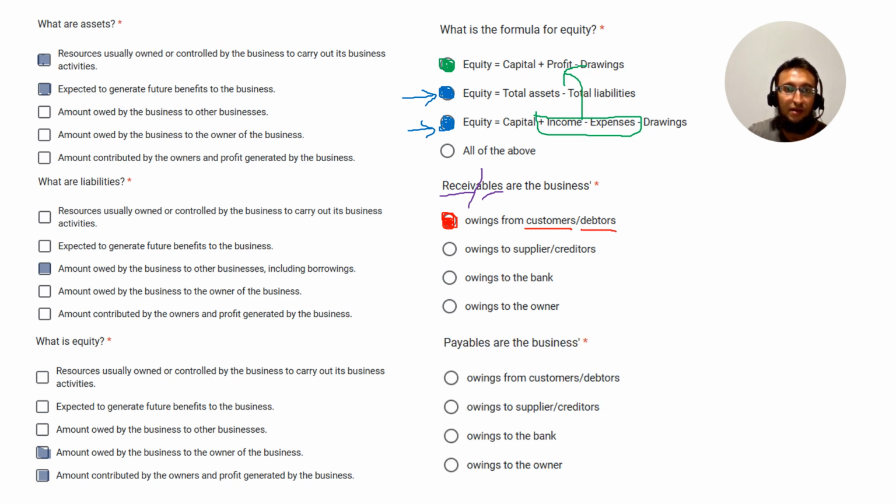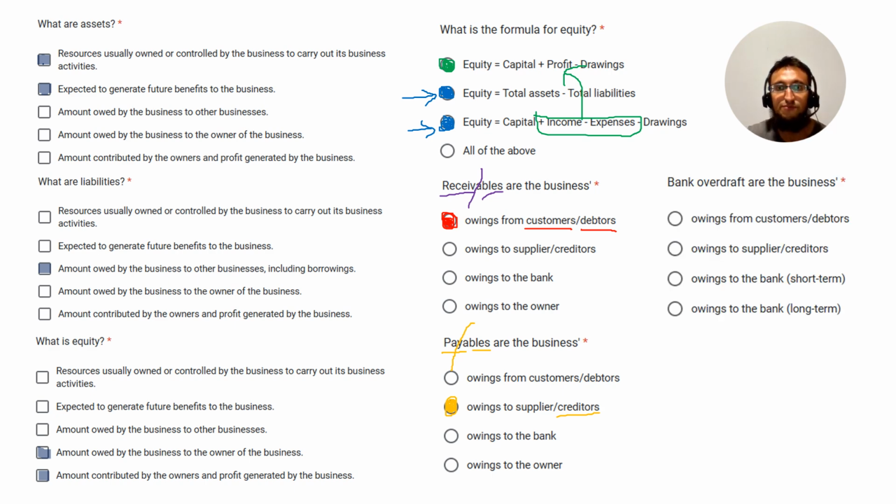Okay, and on the flip side, we have payables. So going through the same logic, payable means, if you break it down, the business will pay someone or some other party in the future. So a payable will be the owing of a business to suppliers or creditors. Okay, creditors are people whom the business owes money to. So it's like the opposite of the word debtors. Okay, for owings to the bank, we do not use the word payables. In fact, we have other accounts that are associated with this.